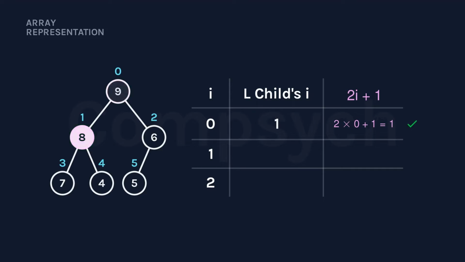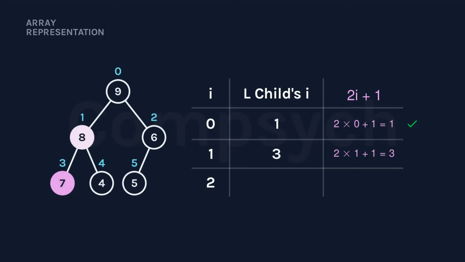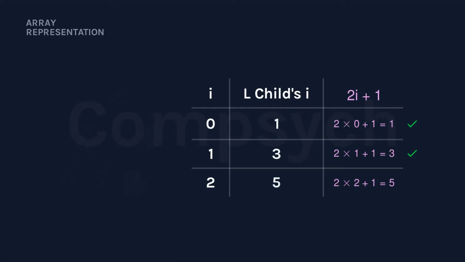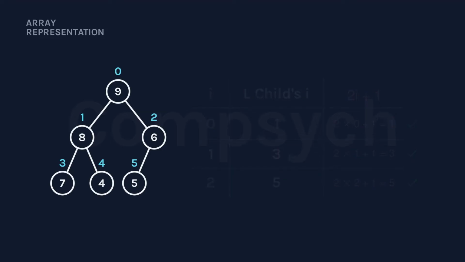For node 1, the left child should be node 3. Now put I equals 1 in the formula. We got 3, which is correct. For node 2, the left child should be node 5. Now put I equals 2 in the formula. We got 5, correct. Okay, now given any I, we'll be able to know who is the left child without any join. Now, let me ask you the last question.